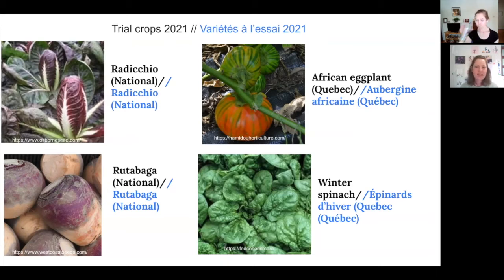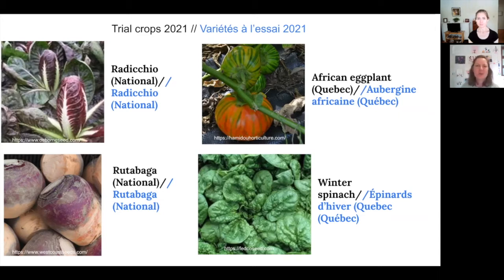There's an African eggplant trial, which is a group that has been formed in Quebec to trial specific traditional African varieties of eggplant. And there is also a site for this trial at Farm Folk City Folk in British Columbia, which will provide a contrasting environment for this trial.